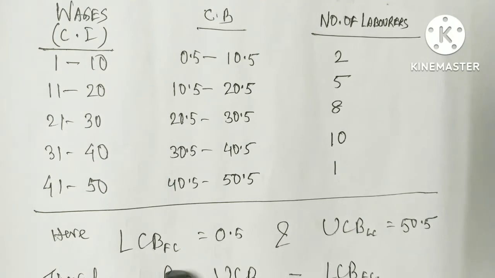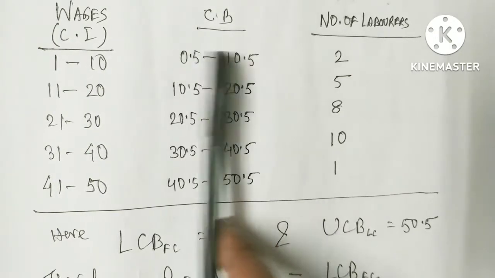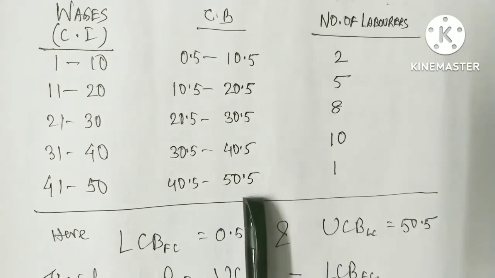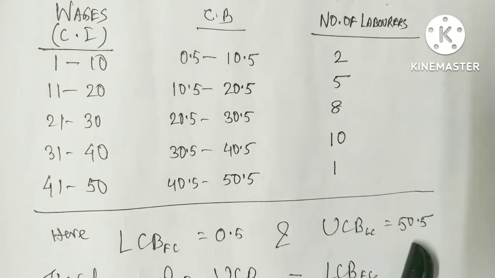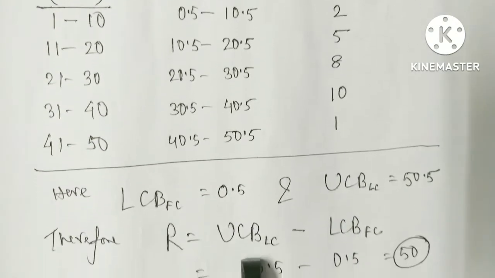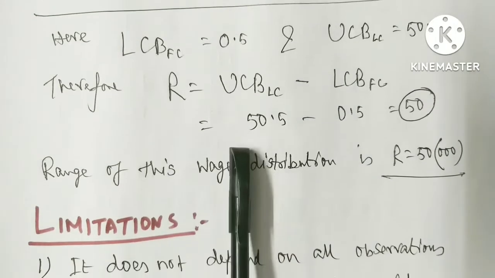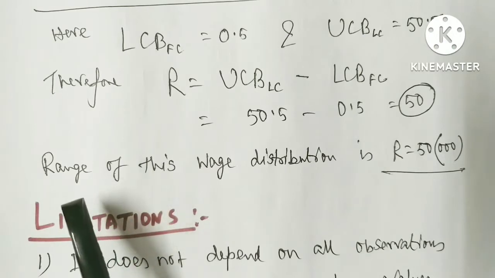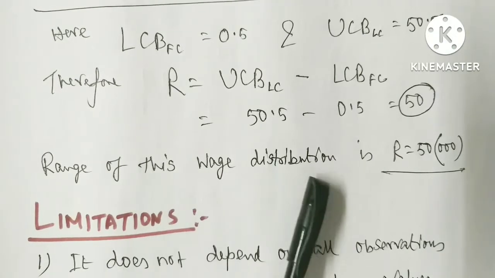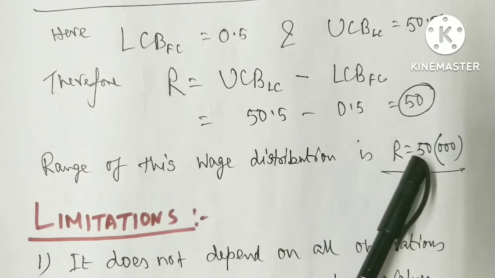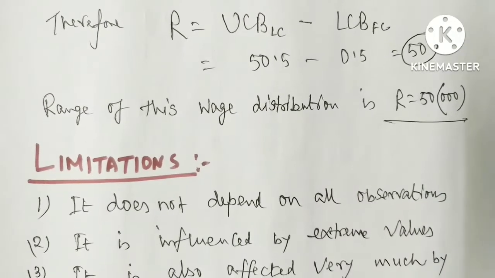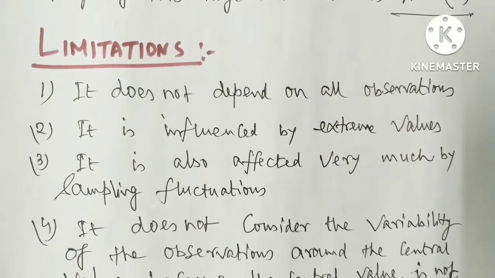Here LCB FC, the lower class boundary of the first class, is 0.5. This is the first class and this is the lower class boundary. And the upper class boundary of the last class, UCB LC, is 50.5. Range equals UCB LC minus LCB FC, that is 50.5 minus 0.5, and this becomes 50. Now we can say that range of this wages distribution is R equals 50, that is 50,000. These are two different problems. One is a simple problem and the second is a group distribution problem.